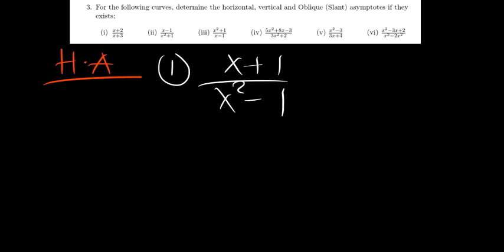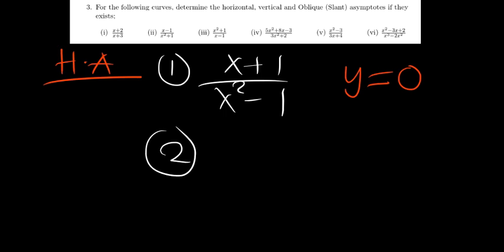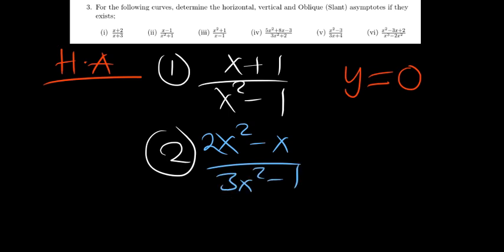So therefore, in this case, y is equal to 0 is going to be the horizontal asymptote in every case when the denominator has a higher power. And then the second case is where they are equal. For example, you may have 2x squared minus x over 3x squared minus 1. Here you can see that the degrees are the same.